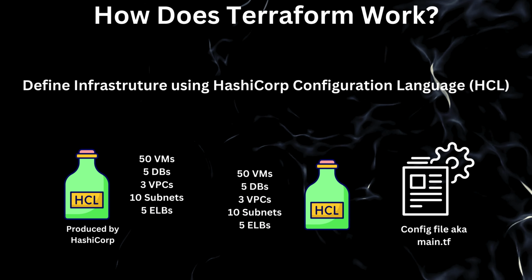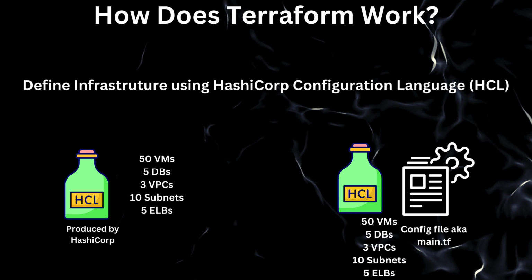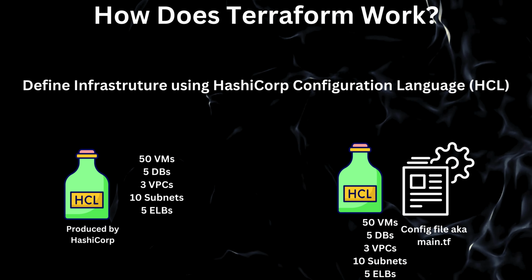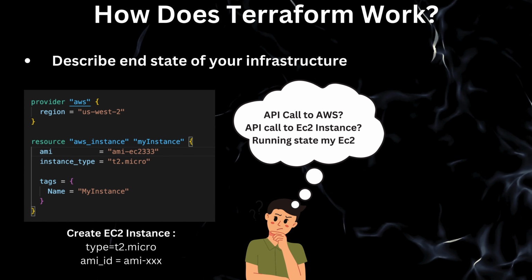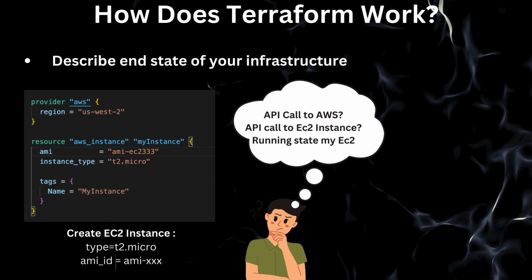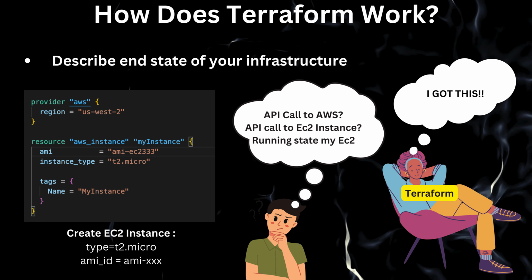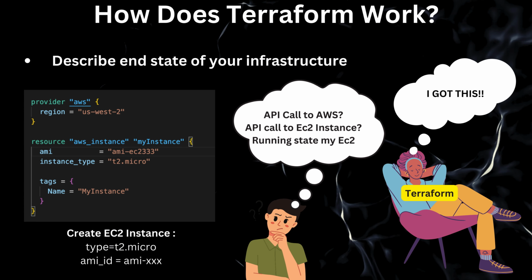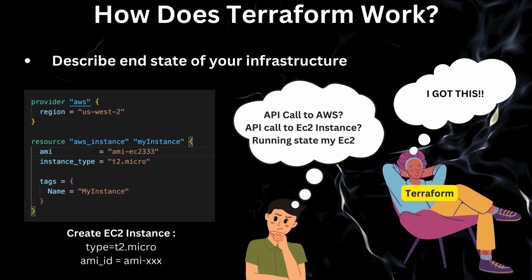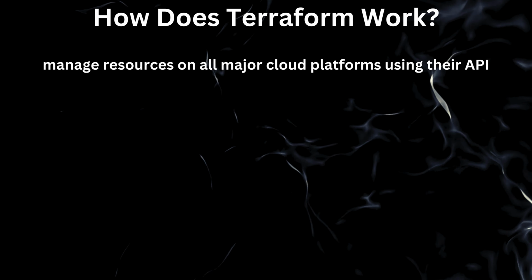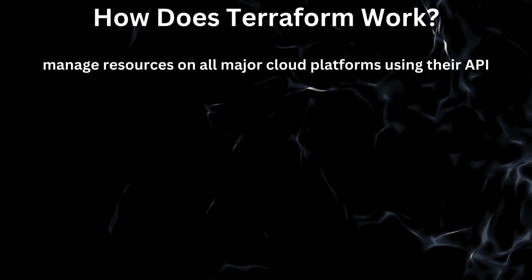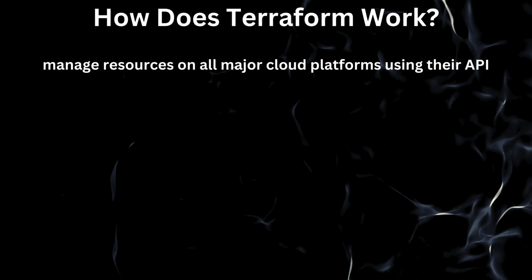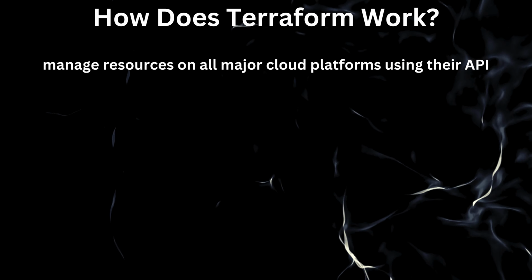Terraform uses HashiCorp configuration language HCL to define infrastructure, where you specify the end state of the infrastructure. Terraform figures out how to get to it. It uses declarative approach. We will look more into it when we talk about Terraform advantages and features. Using that config file, you could manage resources on pretty much all major providers or services using their API.